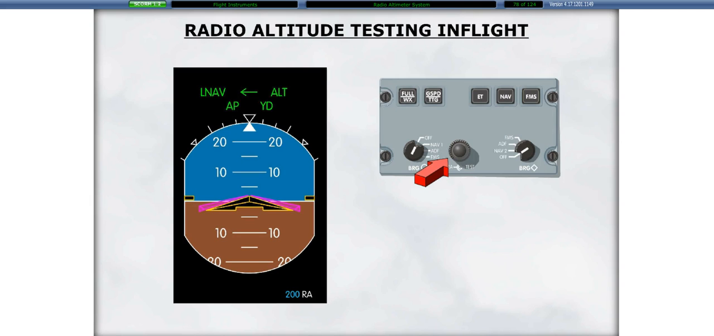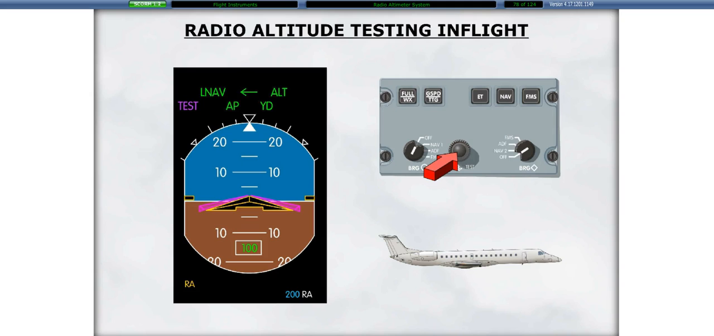Pressing the test button while in flight tests the associated radio altimeter system. To perform the test, the button must be kept pressed in and the decision height must be set to 200 feet. During the test, a magenta test is displayed in the upper left-hand side of the PFD. The radio altitude indicates 100 plus or minus 10 feet.